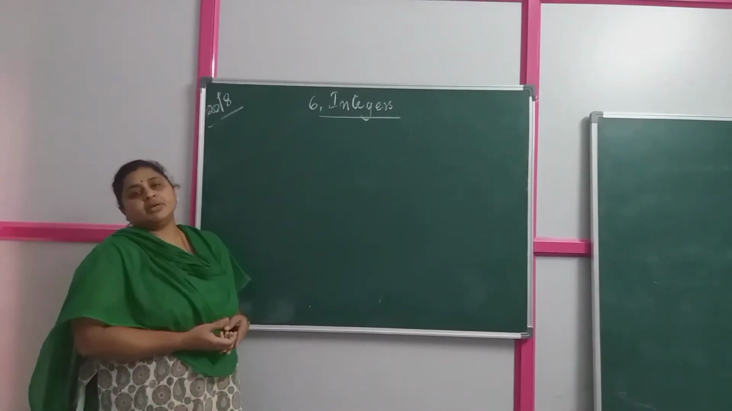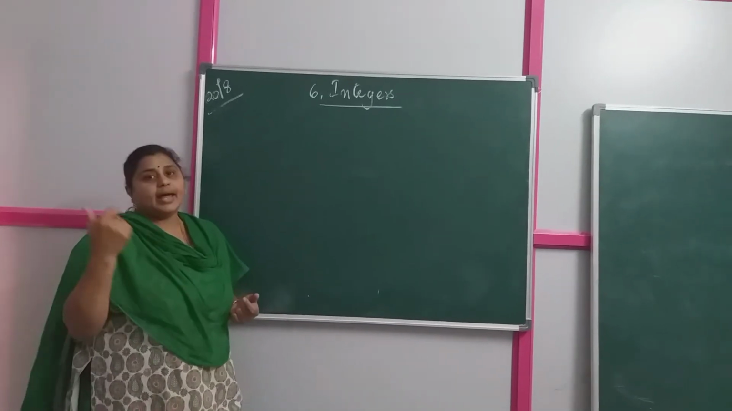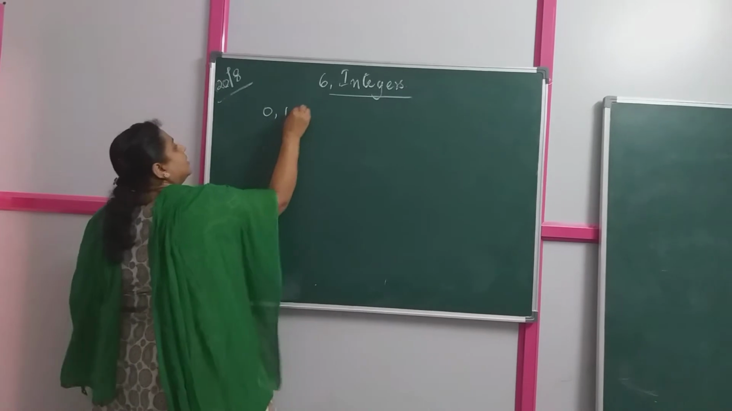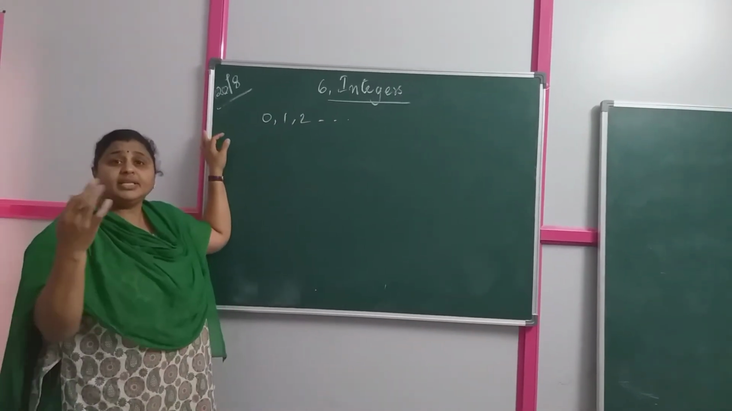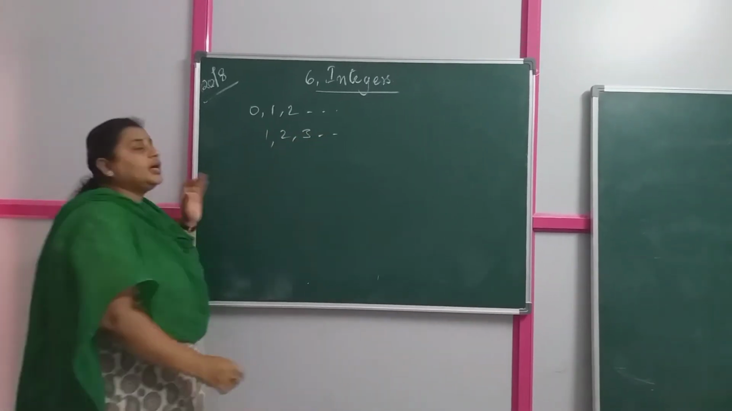So what do you mean by integers, children? You have learned about whole numbers and natural numbers. Whole numbers start with 0, 1, 2 and so on. Natural numbers are nothing but the counting numbers, that is 1, 2, 3 and so on. Now what are these integers?